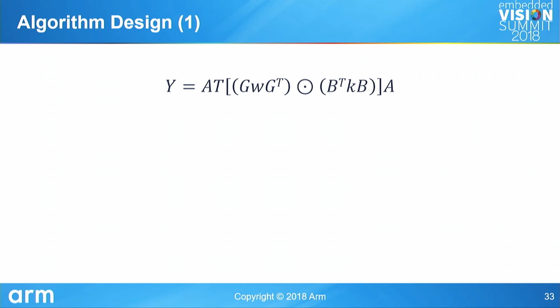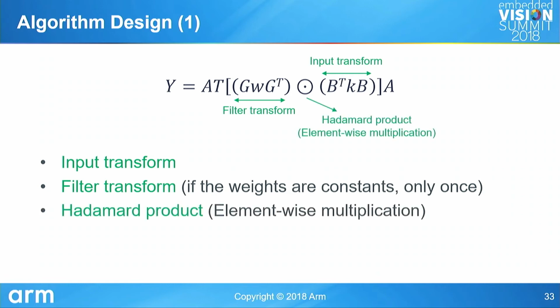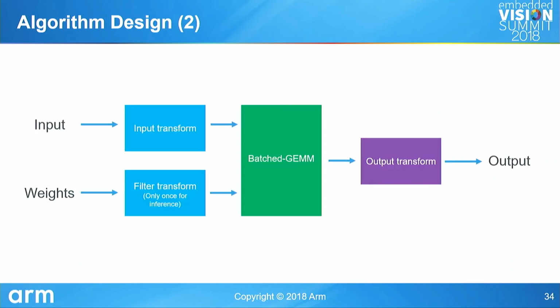So the formula says you need an input transform, okay? But you need also to transform your weights, and this operation can be performed only once if your weights are constant. If you do these transformations, essentially, the core part of the algorithm will be just an element-wise multiplication, okay? However, to obtain the correct result, you need to transform once again using an output transform. Those are the main ingredients of Winograd if we use a matrix multiplication. And essentially, the algorithm looks like this.